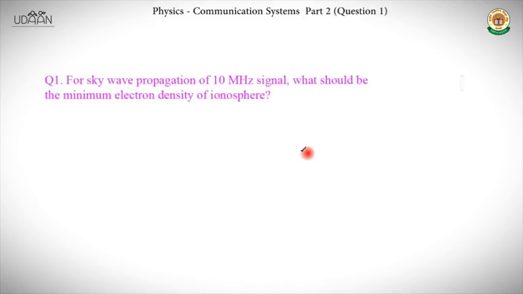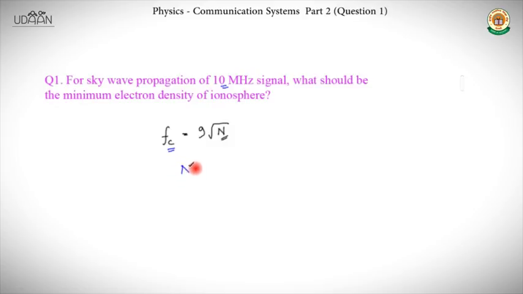Here in this problem we can basically put the values directly into the formula that I've given in the theory part. For this you need to remember the formula, that the critical frequency Fc equals 9 into root over n. Here n is the electron density of the ionosphere. So when n is the electron density and Fc is the critical frequency, we can put this Fc directly as 10 megahertz.